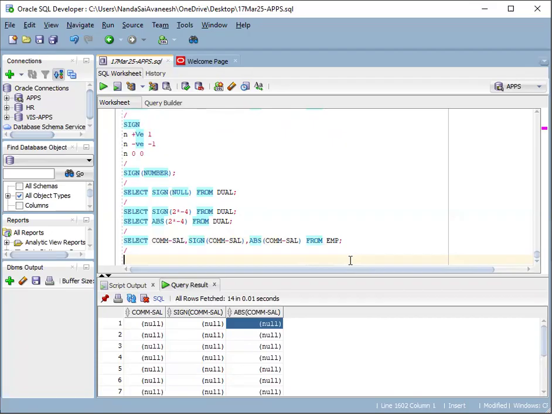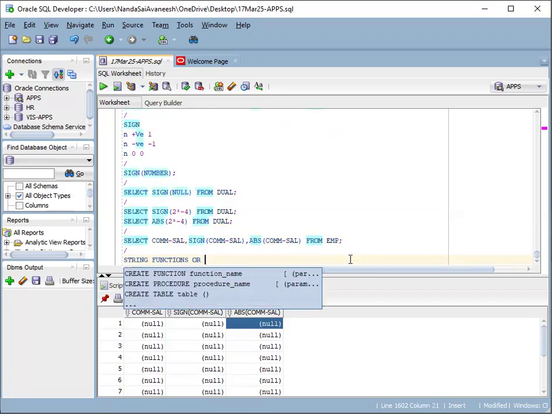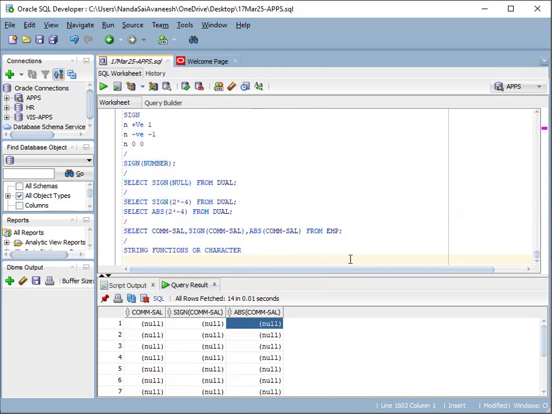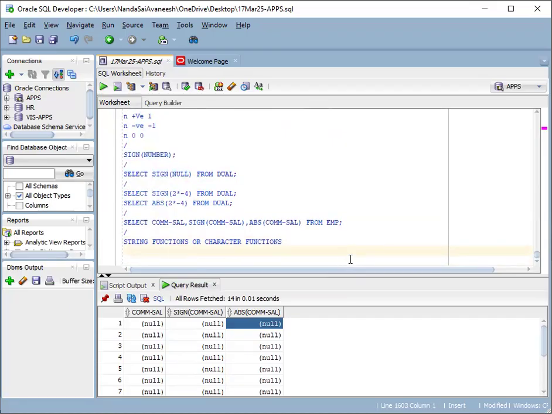So now we are going to string functions. String functions are character functions. String or character functions are used to manipulate text strings. They accept strings or characters as input and return both characters and number values as output.